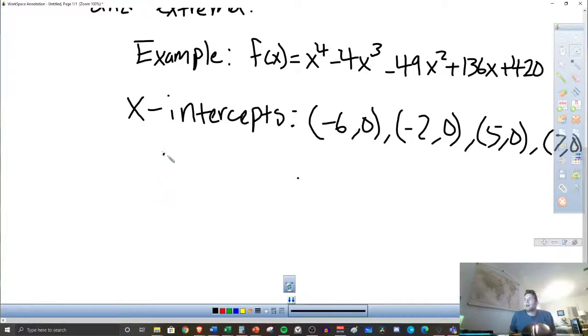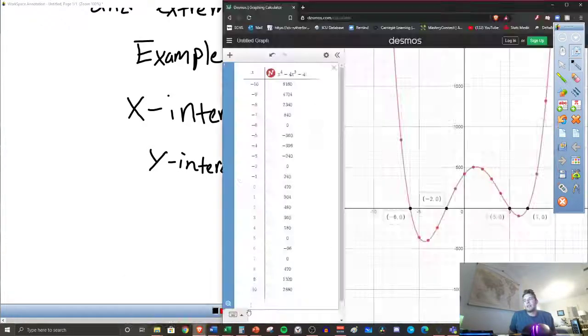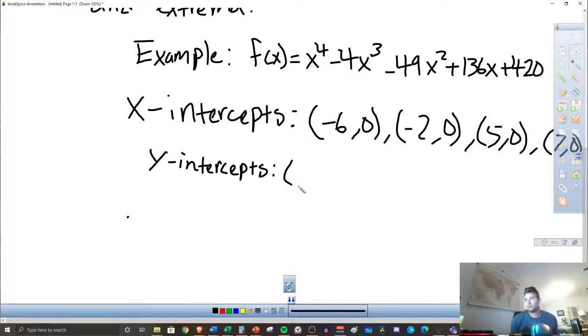Now, what about the y-intercepts? Y-intercepts are where it crosses the y-axis. It's only ever going to do that one time for it being a function. So let's look at the graph. Where does it cross the y-axis? Well, that's when the x value is 0. So that's a definition for you. It's when the graph crosses the y-axis, or the x value is 0, at (0, 420).